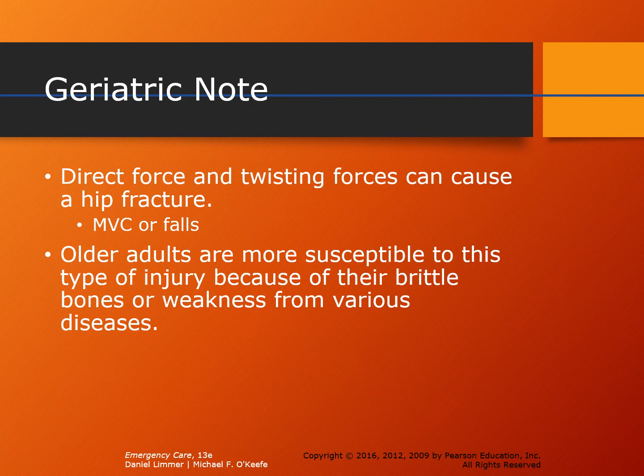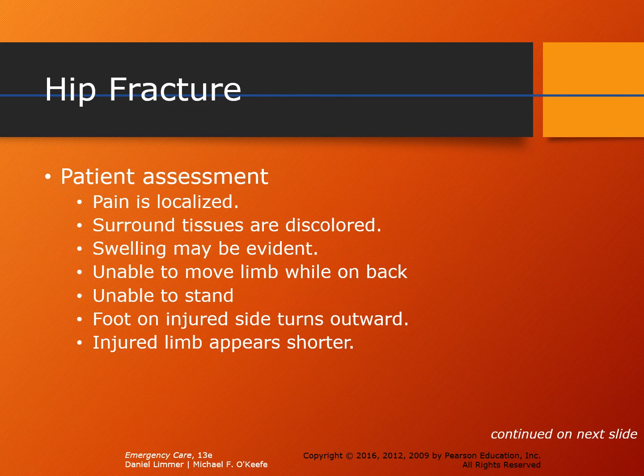There is a geriatric note that we should make here. Direct force and twisting forces can cause a hip fracture through a motor vehicle collision, but more often than not, a fall. Now, our geriatric patients are at much higher risk for musculoskeletal injuries because of the gradual degeneration of their bones because of lack of calcium, as well as just the general aging process. These older adults are more susceptible, and as a result, we should have a much higher suspicion for these injuries in our position as an EMT if we have a patient that's complaining of pain in an extremity or pain to a bony structure.